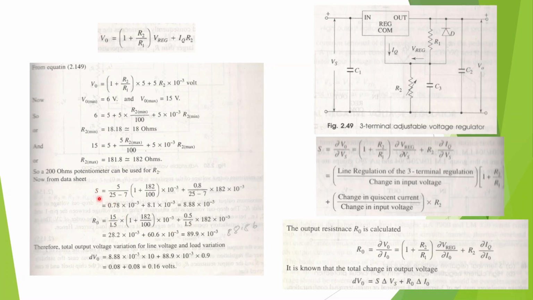So after finding the value of S and RO, using this equation, we find the total change in output voltage, and this is the total change in the output voltage. When I calculated, I got a slightly different answer than this, so I have written it here, 88.86, but those are close enough, so that's fine.